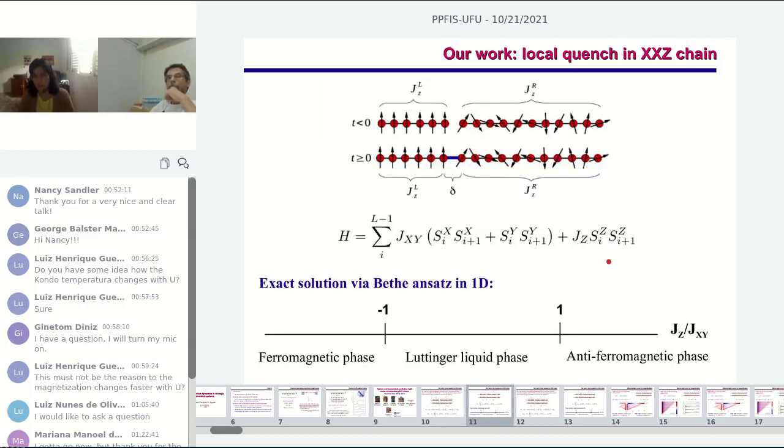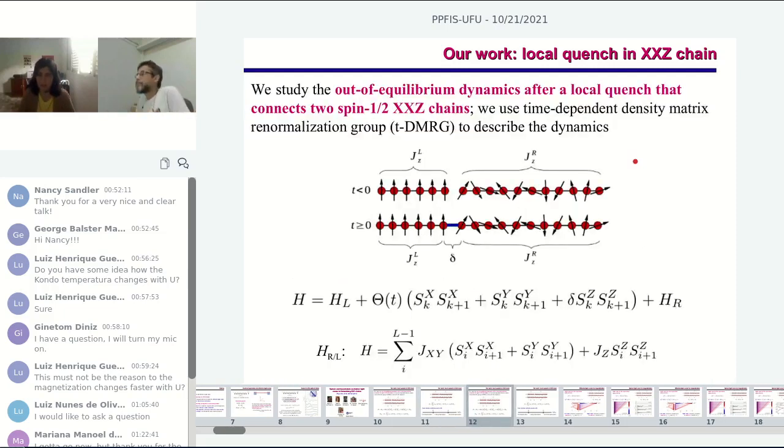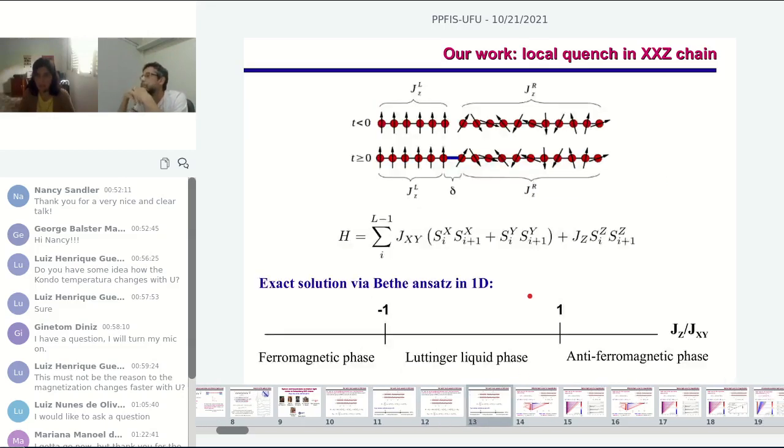So let's talk about the XXZ model in one dimension, so we always have chains. This is because we use DMRG, density matrix renormalization group, to solve this problem numerically, right? So that's why we are always in 1D. And the good thing is that there we also know analytical results. The XXZ model has an exact solution via Bethe ansatz in 1D.